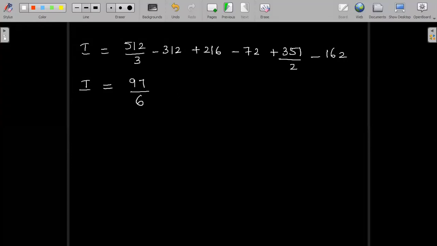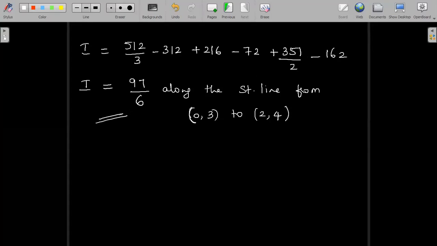divided by 6. This is along the path, along the straight line from 0, 3 to 2, 4. The answer, the evaluation of the given integral, is 97 divided by 6.